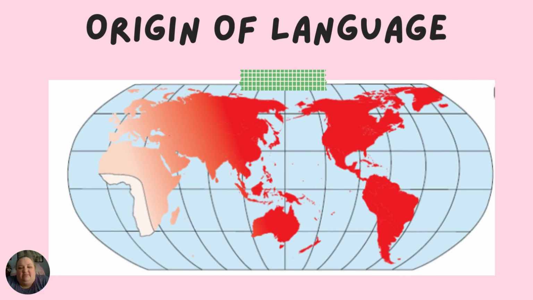Origins of language. So talking about how language progresses across the world. Obviously, language started in the Middle East, which is where society started, and then it spread eastern from there.